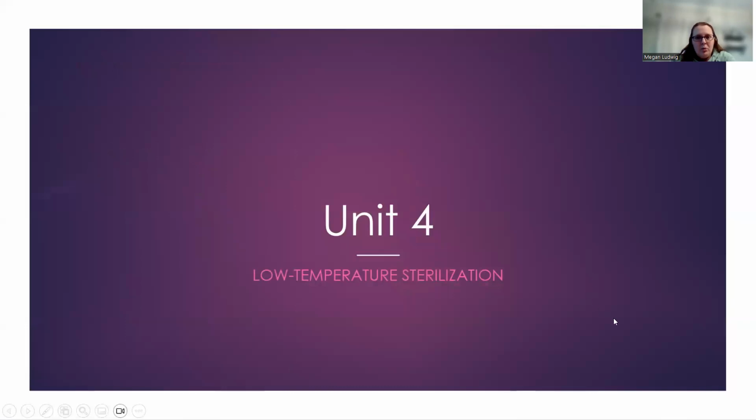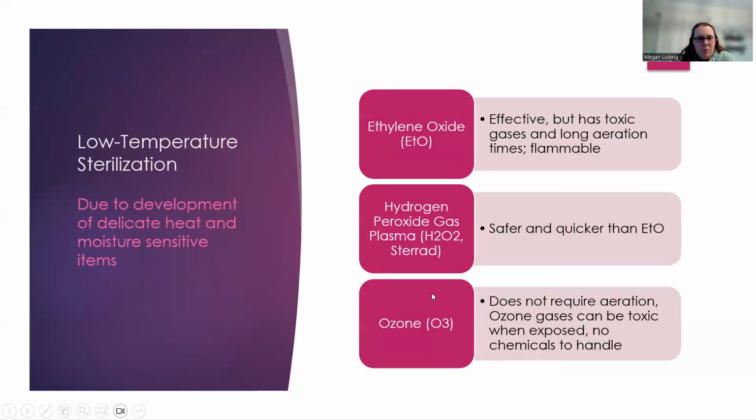All right, so that was high temperature sterilization. Let's talk a little bit about low temperature. So things that are a little more delicate, that cannot withstand the high heat or moisture and might be damaged or completely ruined by steam sterilization, you could use one of these other options. So ETO is pretty popular. A lot of facilities will use ETO as well as hydrogen peroxide gas plasma. Ozone is a little less common, I think, overall.